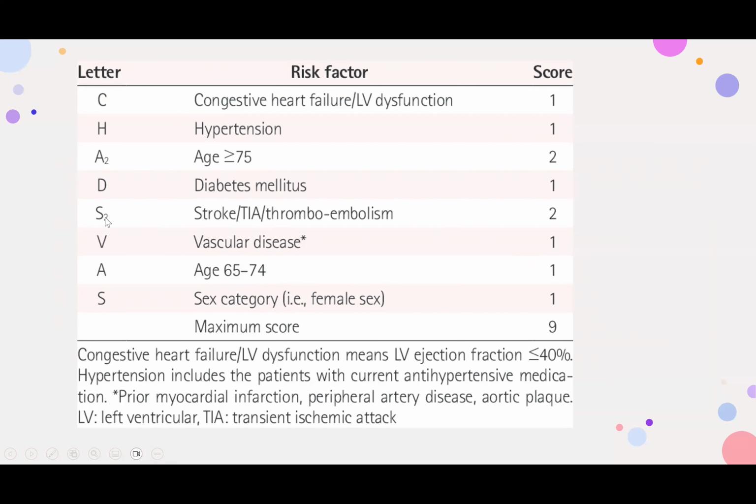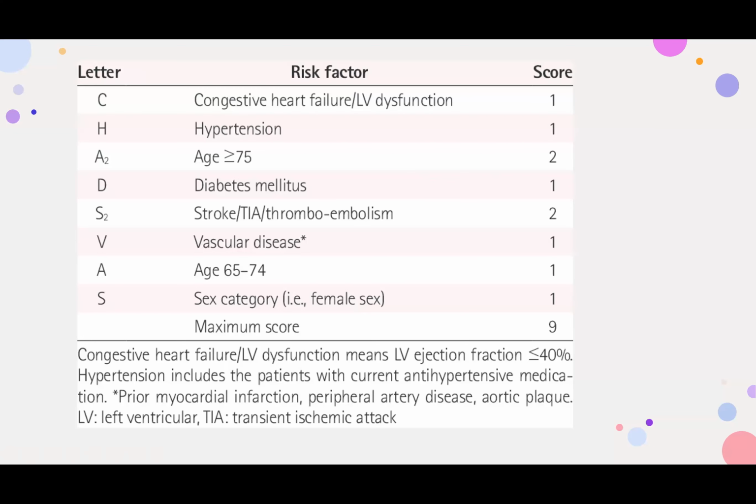Then we have S2, which means stroke or TIA, or thromboembolism, and we give them 2 points. Then we have vascular atherosclerotic disease, such as prior myocardial infarction, peripheral arterial disease, and aortic plaque. Then we have the age, we mentioned that. Then we have the sixth category, female gender. Female gender, we give them 1 point. Being a female, that means only being a female, it means your CHA2DS2-VASc score is 1. All right. So any female on Earth, the CHA2DS2-VASc score is going to be 1 at least.